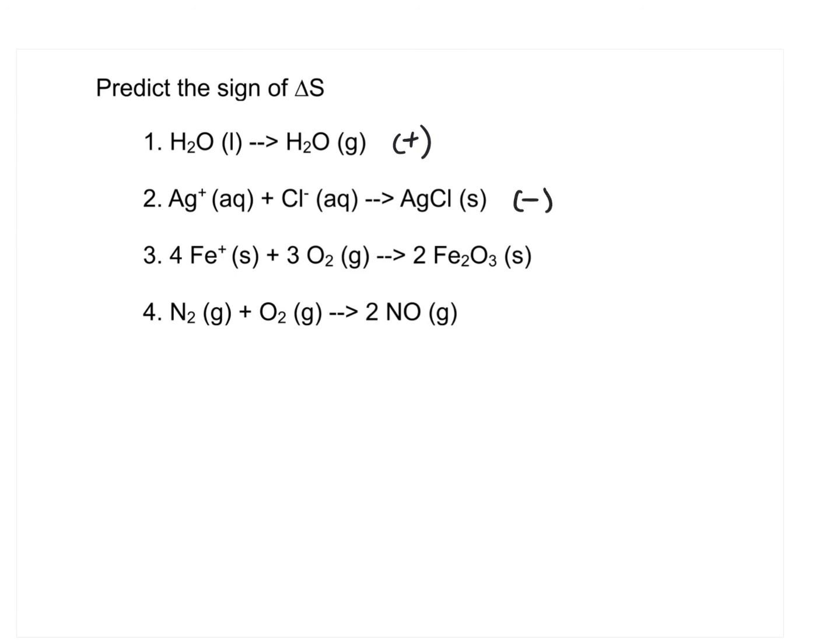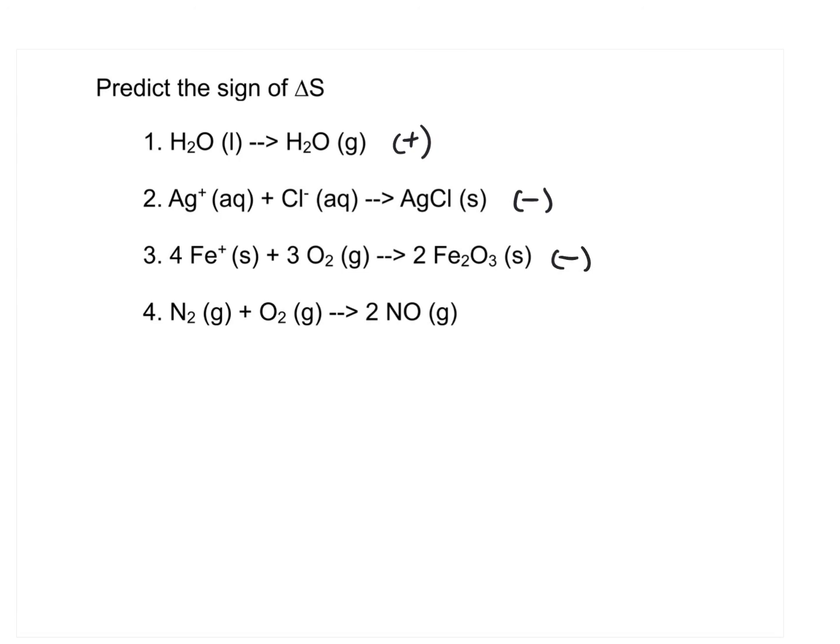Next, in number 3, we've got 4 iron ions and 3 oxygen molecules, and we are turning it into 2 molecules of Fe2O3 solid. Now, we're not changing state of matter, and we're not dissolving, but we are factoring in number 2 from before, which is the moles of gas. I see 3 moles of gas on the left and no moles of gas on the right. Since we have more moles of gas as reactants and fewer moles of gas as products, this must be becoming more ordered, or have a negative entropy.